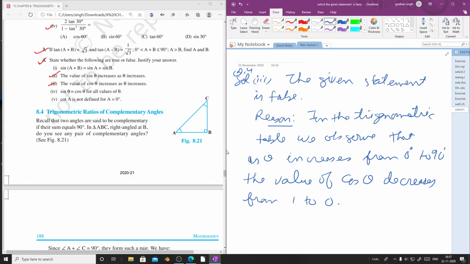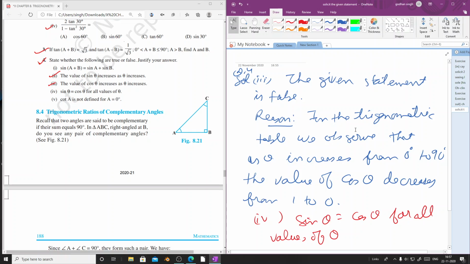Now what about the fourth part? For the fourth part also we will have to refer to the table. So this is our fourth part. Fourth part is sin theta equal to cos theta for all values of theta.